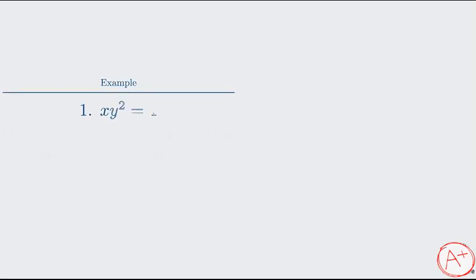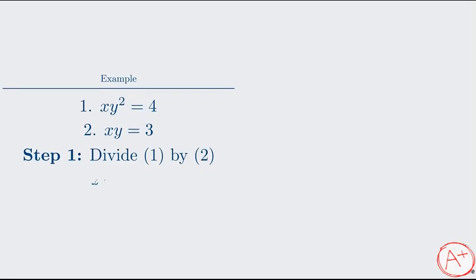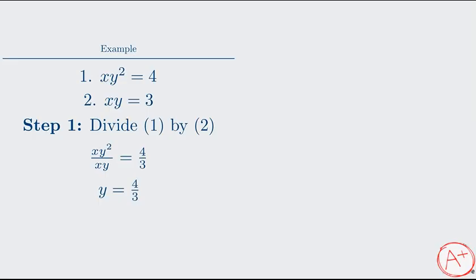Let's solve the simultaneous equations. Equation 1, xy squared equals 4, and equation 2, xy equals 3. Step 1. Divide the equations. We divide equation 1 by equation 2. We write xy squared over xy equals 4 over 3. The x and 1 y cancel out, leaving y equals 4 over 3.